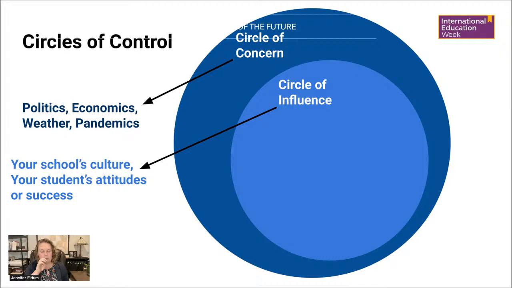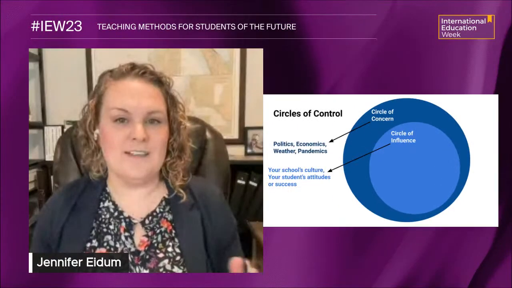The next circle is called the circle of influence. This is the type of thing that we care about, and we have some influence. We cannot directly change behavior, but we can advocate, we can teach, we can even ask for people to make changes in the circle of influence. So this includes your school's culture. You personally cannot change your school's culture 100%, but you can influence it.